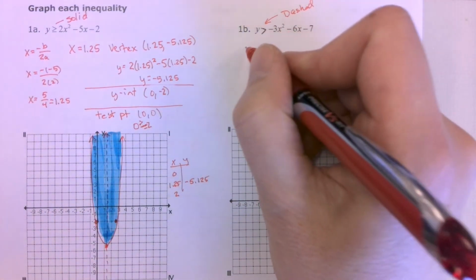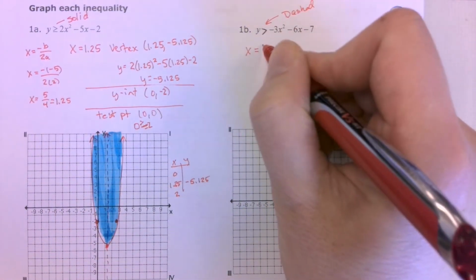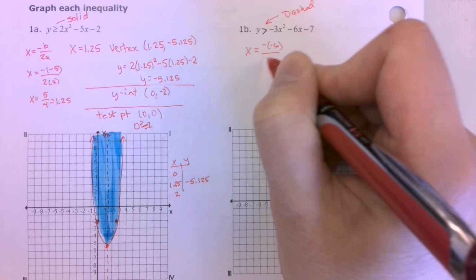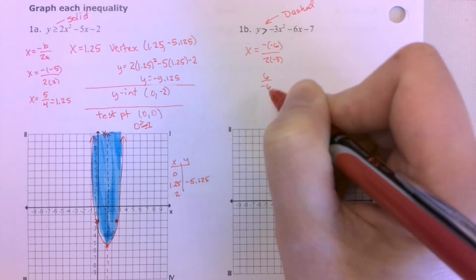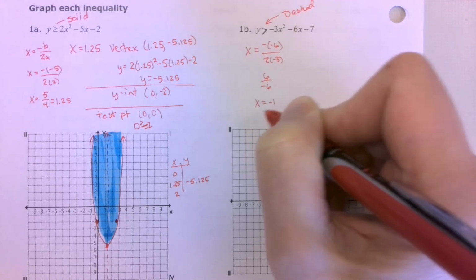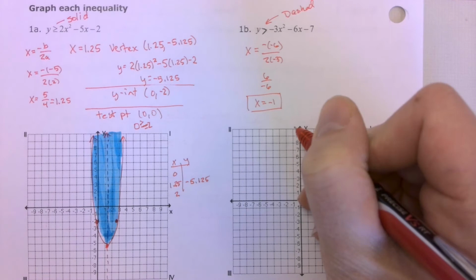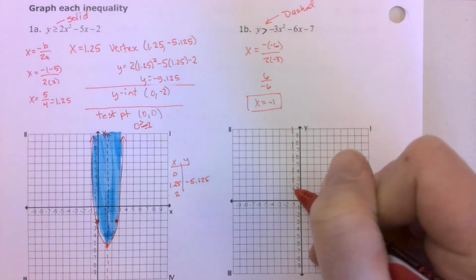So go ahead and find your axis of symmetry. It's x equals -b over 2 times a, which is -3. So we get 6 over -6, so x is -1. There is my axis of symmetry. Go ahead and jot that down.